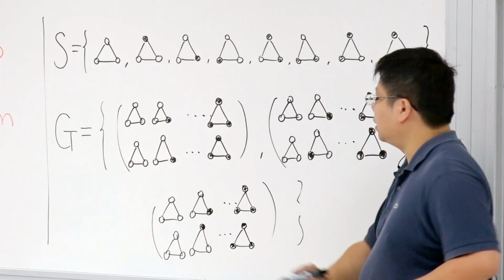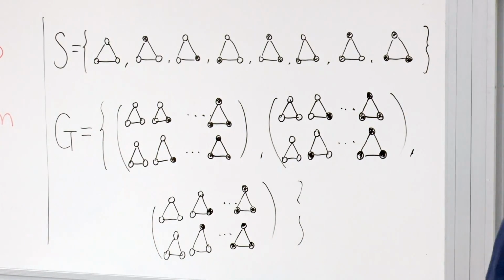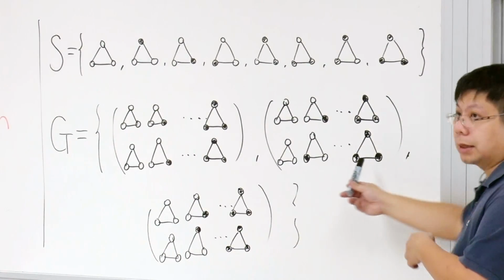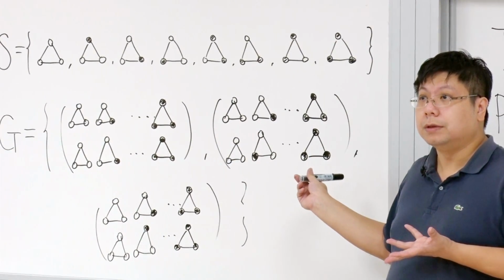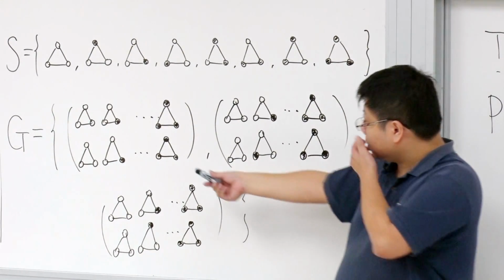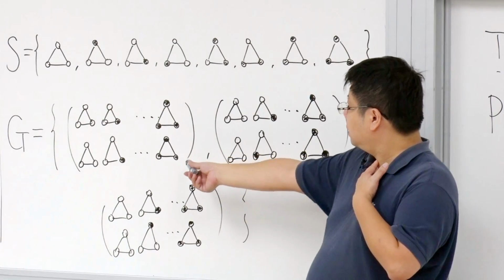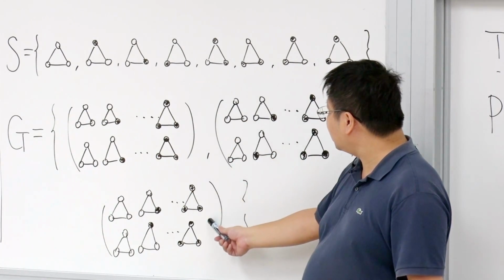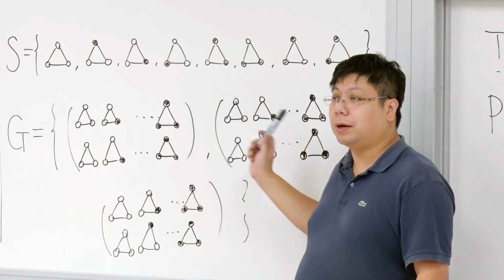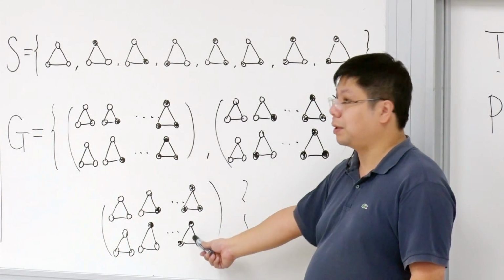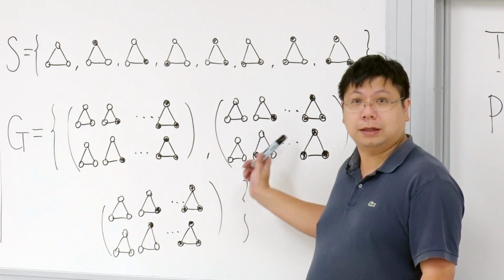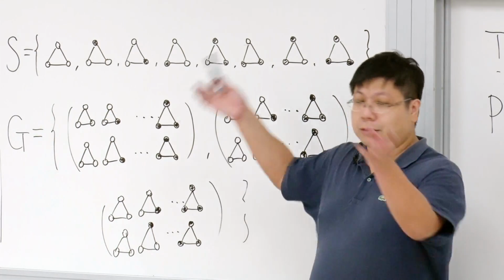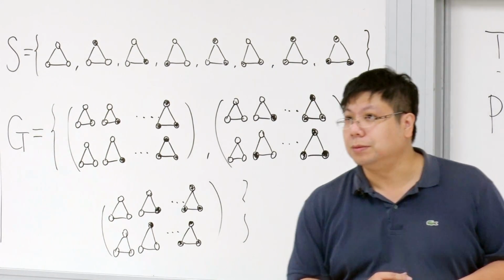So this is the group G. Is that okay? Now, look at this. This is a group, because it is associative. You apply this one to this one, you get this one. You apply this one to this one, you get this one. You apply this one to this one, you get this one. So you can check that it is a group.